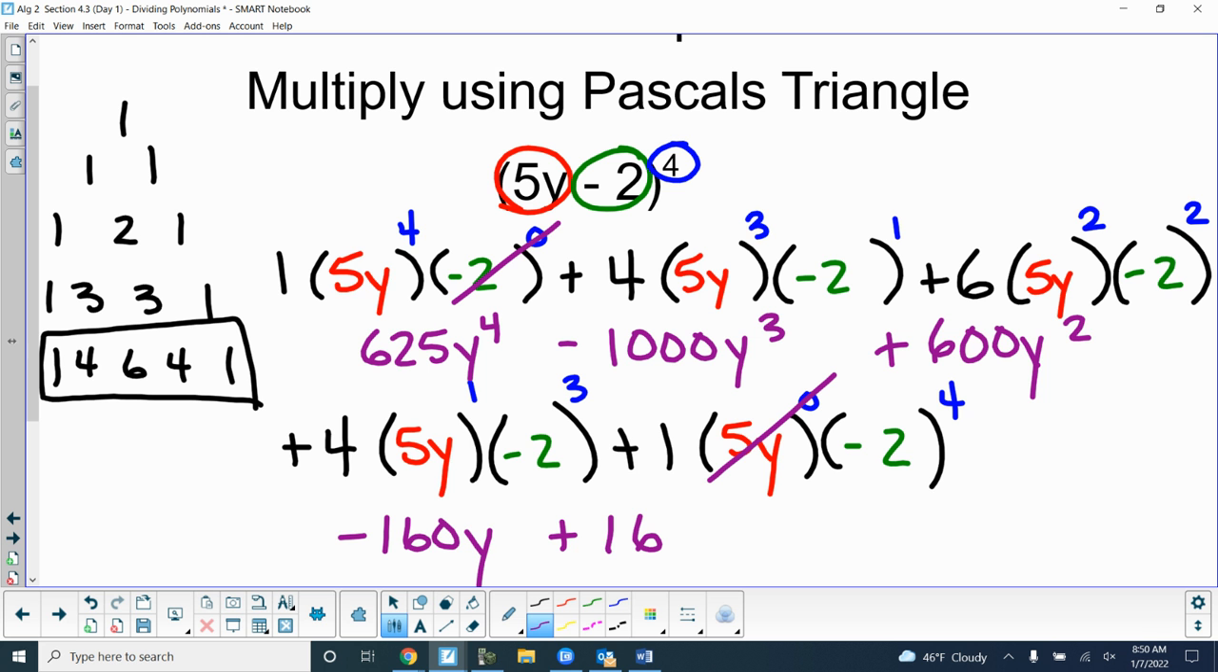You don't even need the calculator really for that one. Okay? So if you were having problems getting that 625 and that negative 1,000 and that 600, I would use the calculator. You don't use the variables. You just look at the variables, see what their exponents are. That make sense? Okay, so that's what we were doing last night.